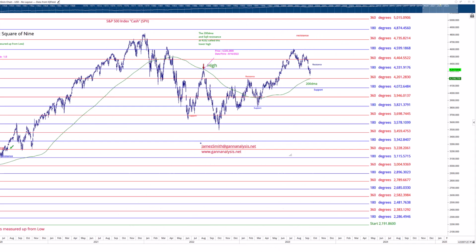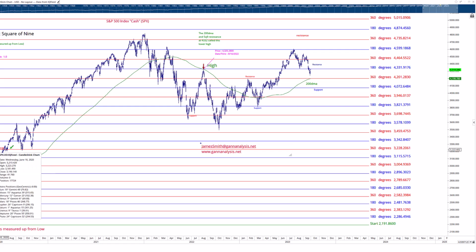Here's an example on the S&P. If we start from the March 2020 low at 2191 and we measure degrees up, 360 degrees would be the red line here. This would only be 180, the blue line. And all we're doing, we could put the 90 and 270 degree lines in there, but that's just too many lines. Gets a little cluttered.